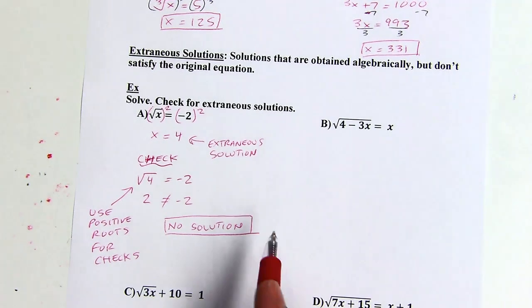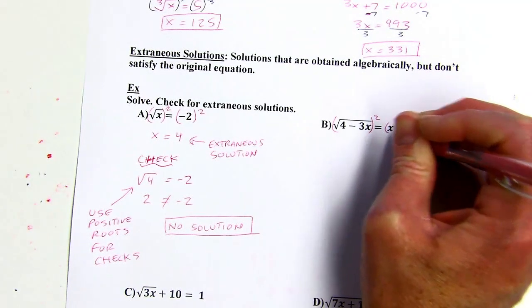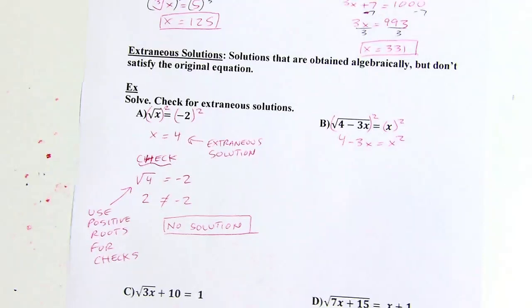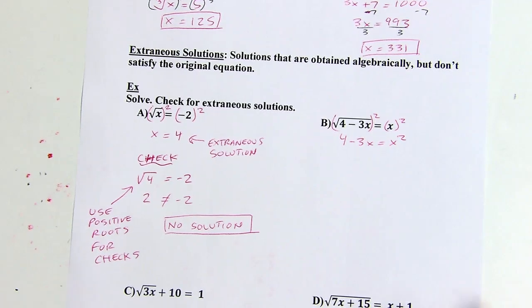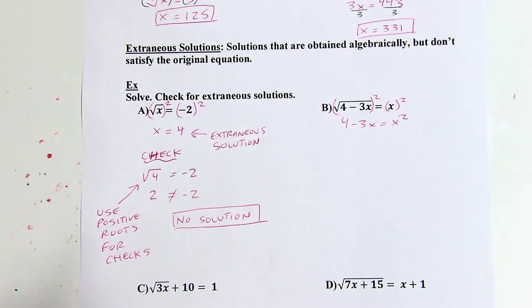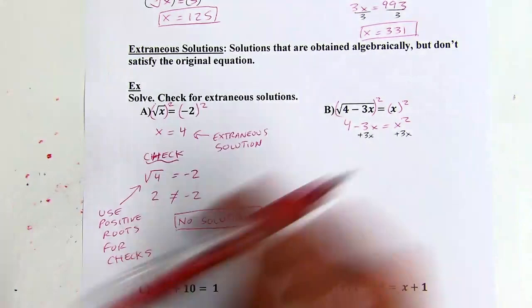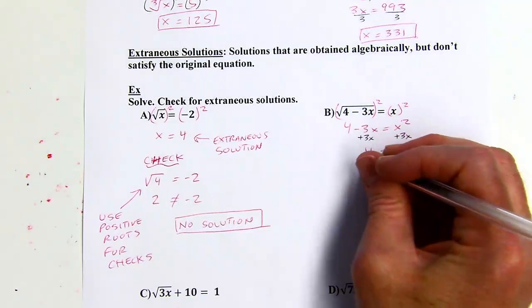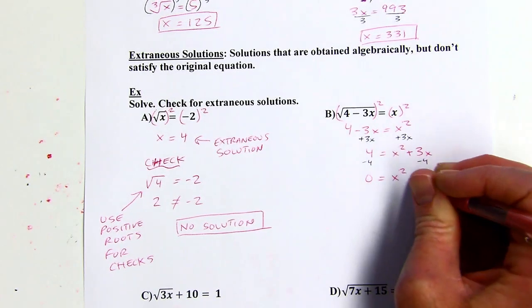All right, so moving on to this one. The radical is already isolated, so I'm going to square both sides. Then I've got 4 minus 3x equals x squared. Now looking at this, none of these terms are like terms, so I've got myself a quadratic equation here. I want to set it equal to 0, so I'm going to add 3x to both sides. Then I have 4 equals x squared plus 3x, and then I want to subtract 4 from both sides. And now I've got it set equal to 0.